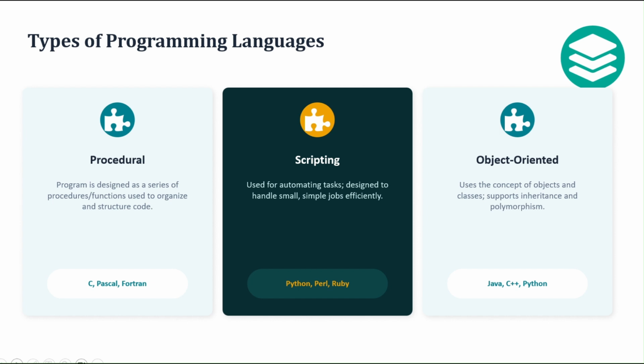Object-oriented, everything is organized as objects and classes. Supports inheritance, polymorphism, all that good stuff. Java, C++, and Python support this too. The cool thing about Python, it supports all three styles. That's what makes it so versatile.